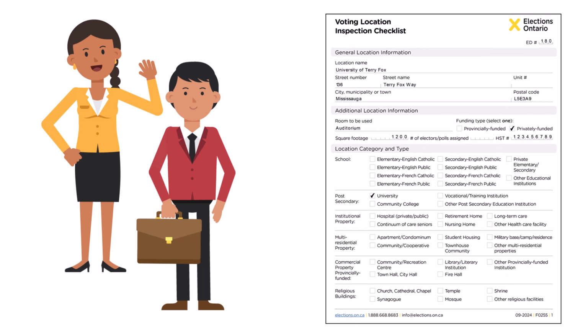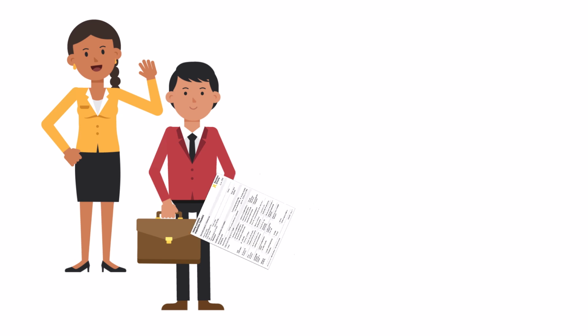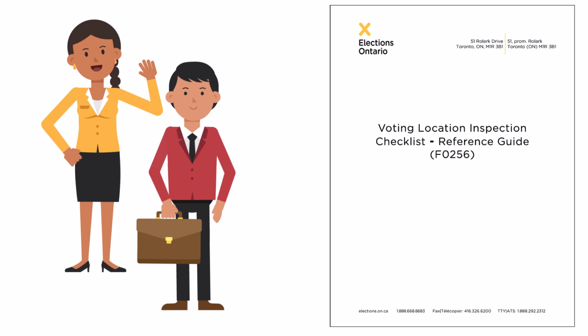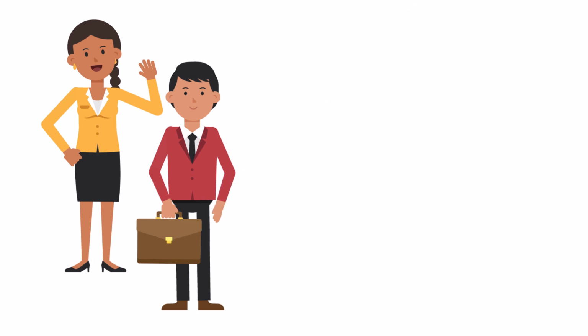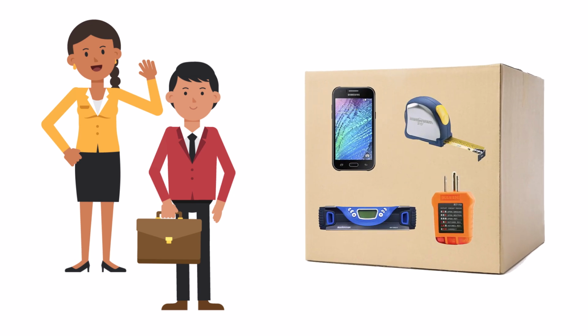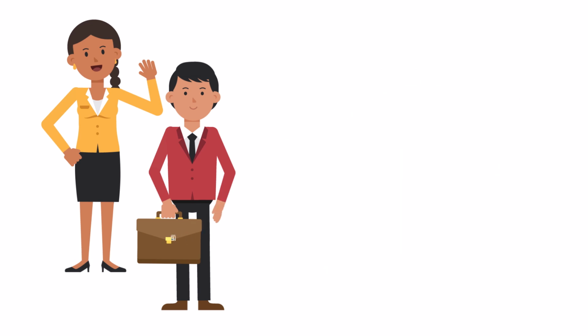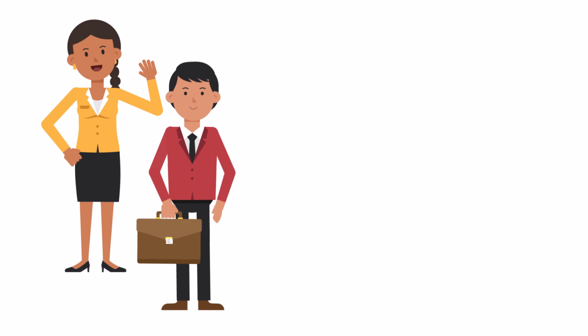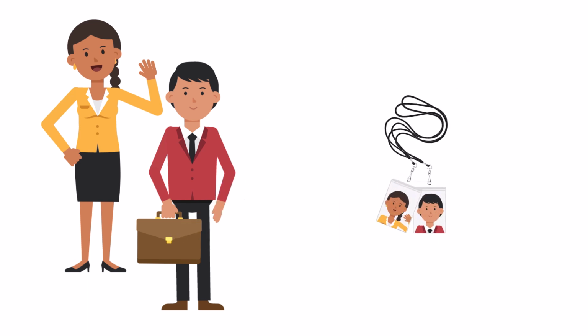Voting Location Inspection Checklist, F0255, for each location. Voting Location Inspection Reference Guide, F0256. Voting Location Inspection Kit. Voting Location Inspection ID Letter, and their Elections Ontario ID badges.